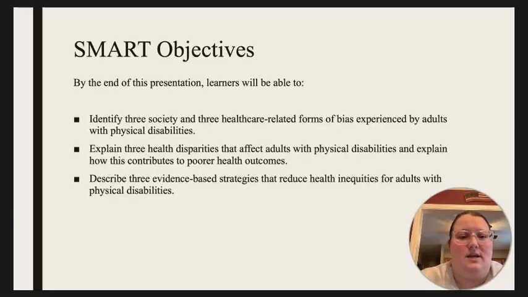By the end of this presentation, the learner should be able to meet the following SMART objectives. Identify 3 society and 3 healthcare related forms of bias experienced by adults with physical disabilities. Explain 3 health disparities that affect adults with physical disabilities and explain how this contributes to poorer health outcomes. And lastly, describe 3 evidence-based strategies that reduce health inequities for adults living with physical disabilities.